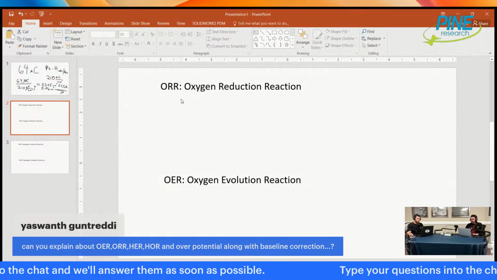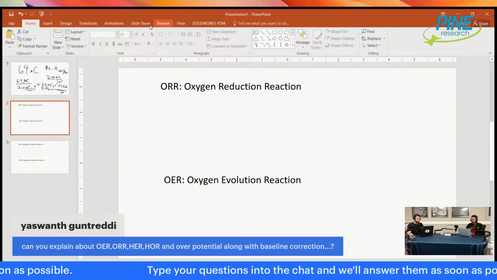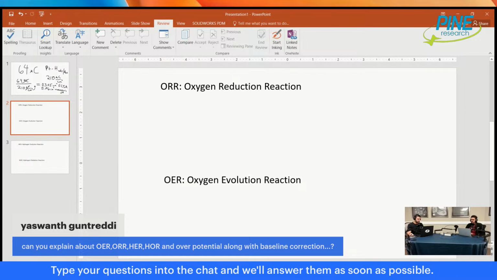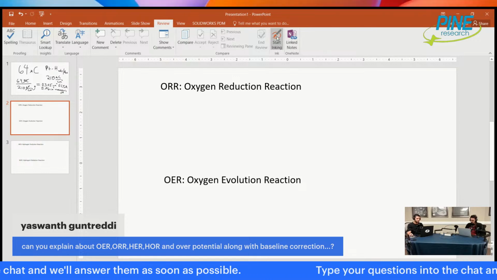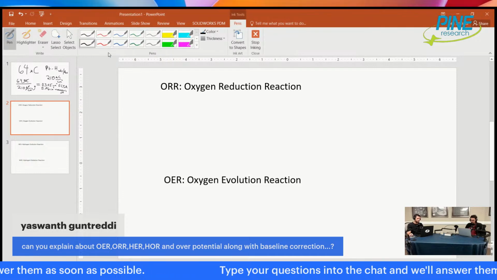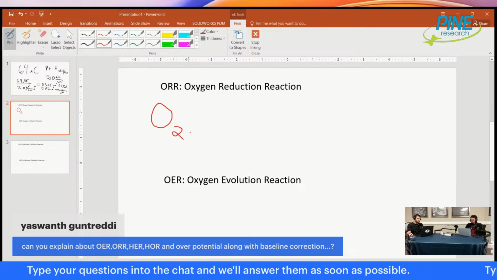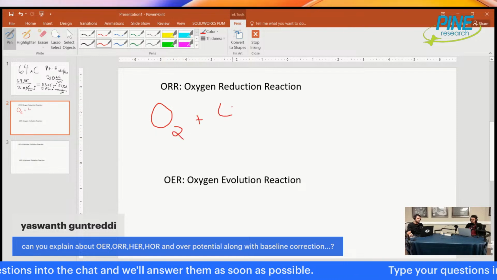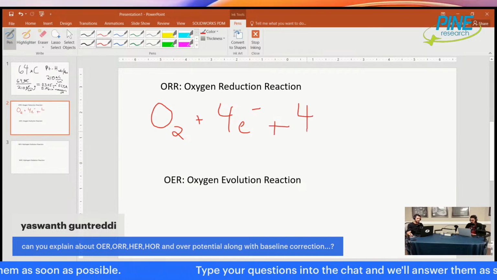But I'll do my best. So I'll define each of these and write the equations and then try to talk a little bit about it. What was it? Baseline correction. So before I even forget here, right? Overpotential and baseline correction. Okay. So ORR is the oxygen reduction reaction. So that is oxygen plus 4 electrons plus, I'm drawing it for acid. I'm just not going to show the alkaline one.